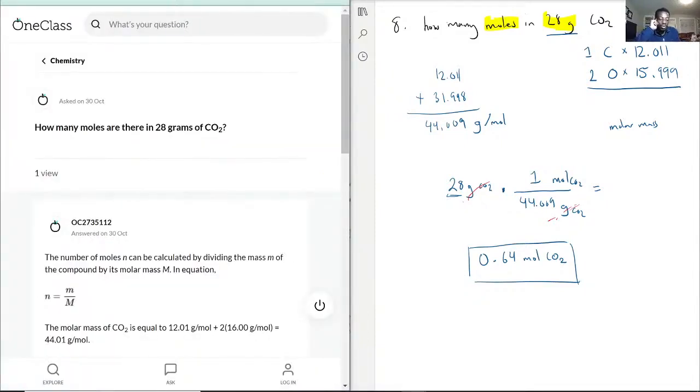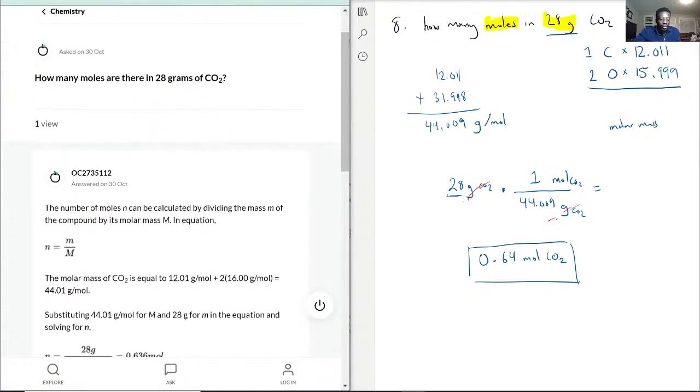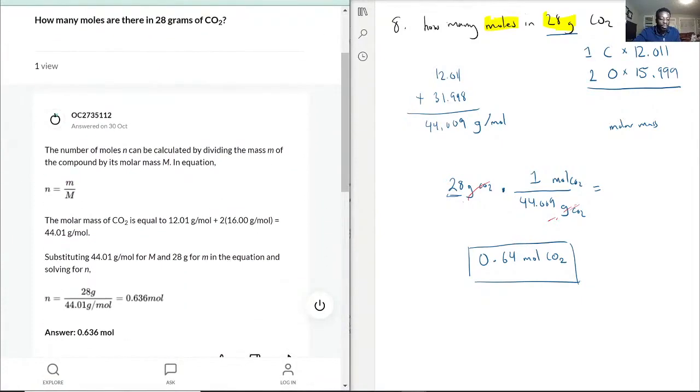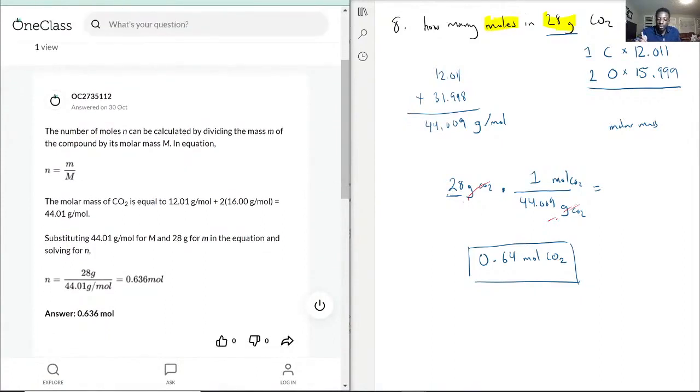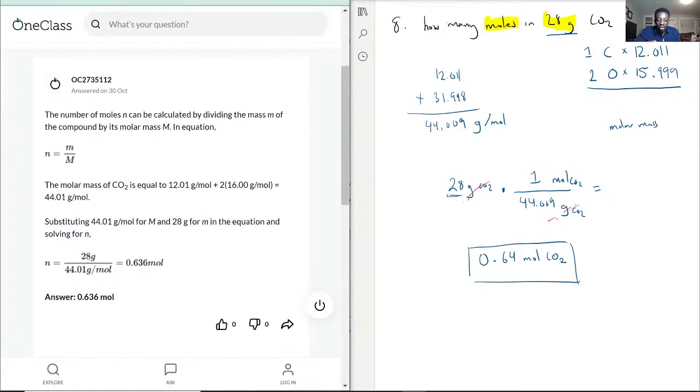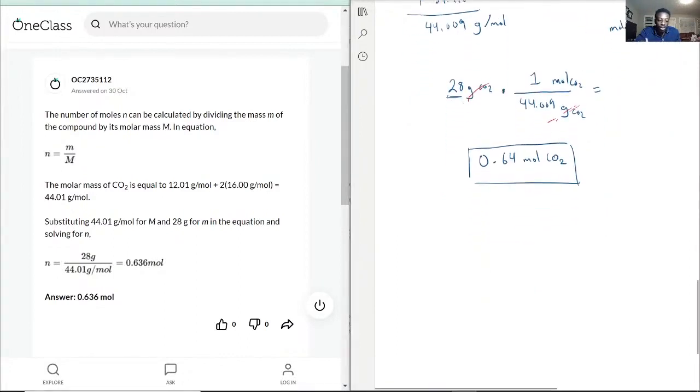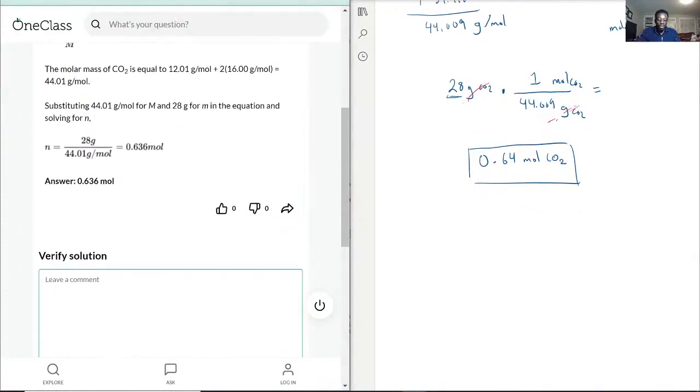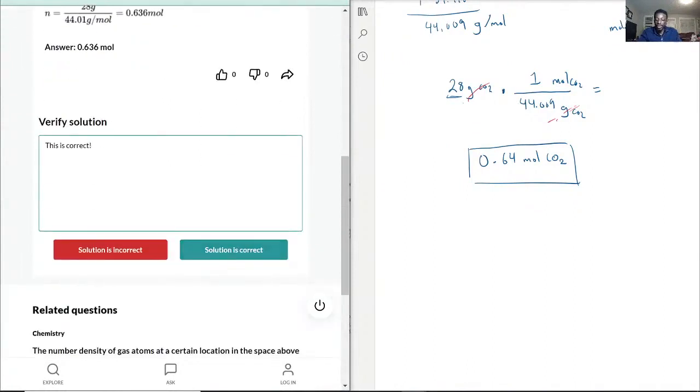Okay, how many moles are there in 28 grams? Number of moles can be calculated by dividing the mass over molar mass, which is what we did here. We just kept our units, and they also got 44.01. I like that number better because our number is long for no reason really. We could have just rounded it, but I like to be as accurate as possible to the end. And they divided and they got 0.636, which rounded to 2 significant digits is 0.64 moles. So this is also correct, and they were able to answer question 8.